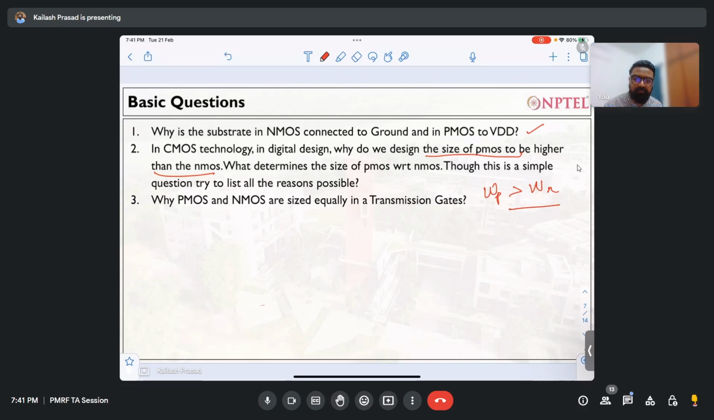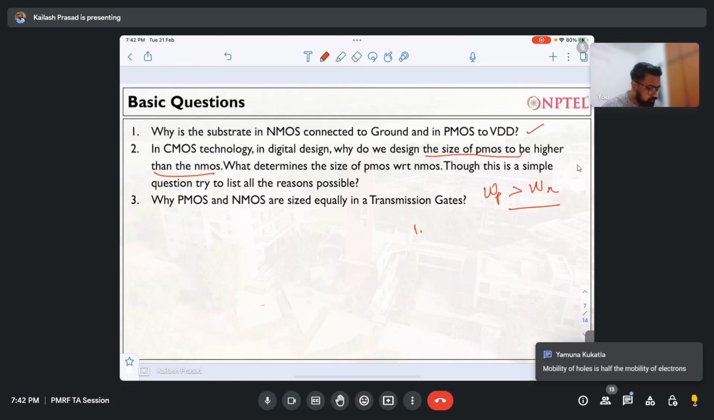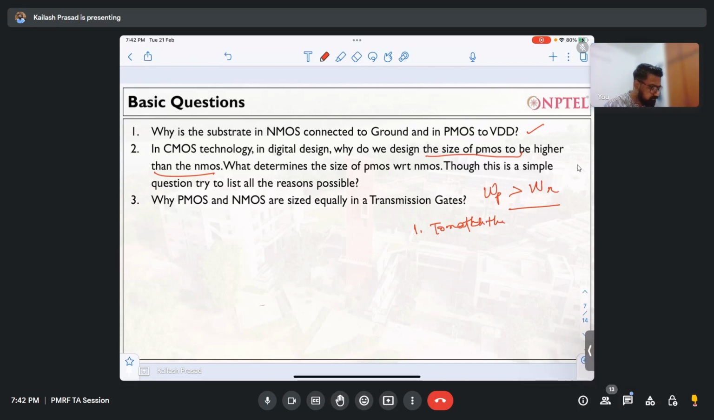To match the drain current for PMOS and NMOS. Because we match the drain current of PMOS and NMOS, because the hole mobility is less than half of the electron mobility. That's why we require the width to be more than double. Actually, width is required double for WP. Okay, thank you. So the answer is, yeah, that's correct.